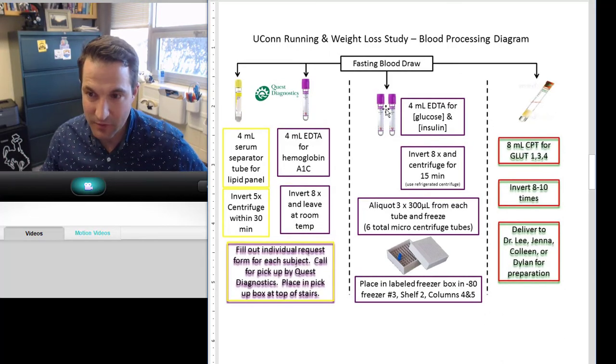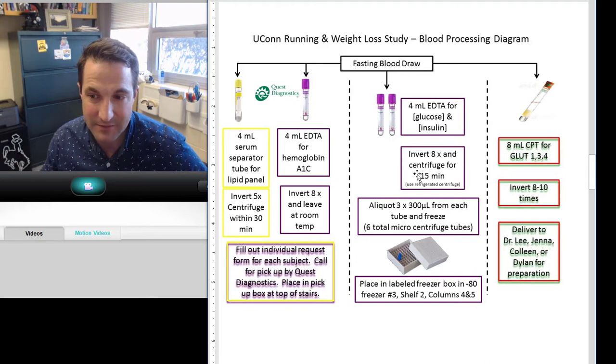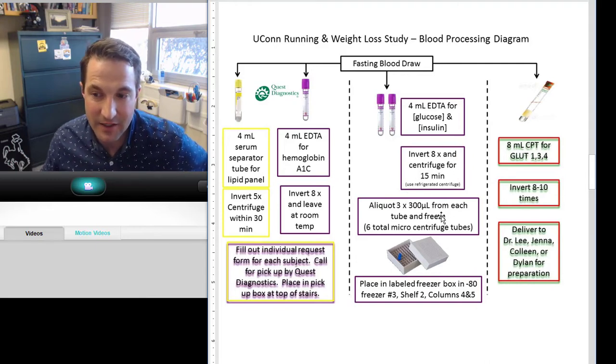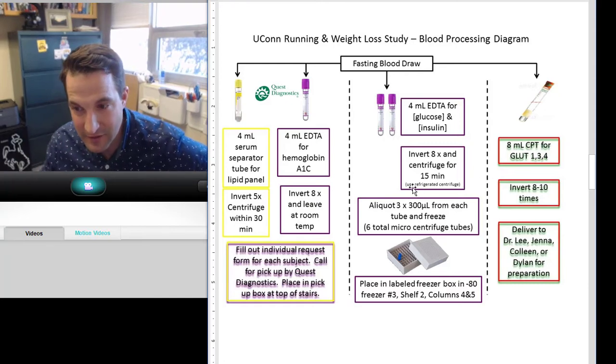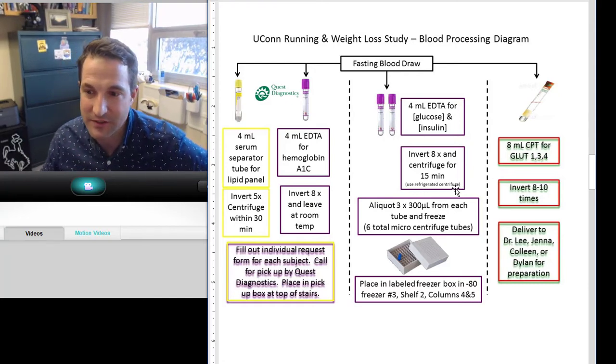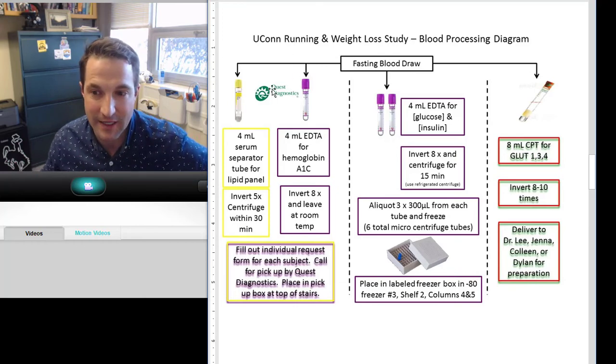Okay. Second part, we had 2 4 ml EDTAs, and this was going to be for glucose and insulin concentration. What we did with those, invert them 8 times, centrifuge them for 15 minutes, and it also has a little reminder to use the refrigerated centrifuge. Then you're going to aliquot them. You're going to get 6 total microcentrifuge tubes, place them in a freezer, and it shows how to label them. And the last 2 are going to be the ones that go to Quest Diagnostics.